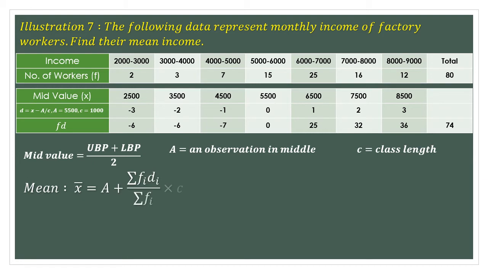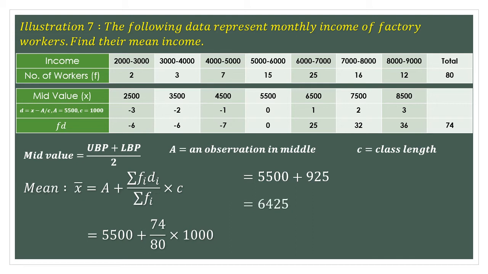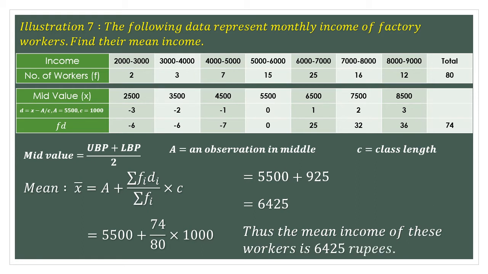We will start with the formula for mean. X bar is equal to A plus summation FiDi divided by summation Fi multiplied by C. The A here is 5500, FiDi is 74, Fi is 80, and common factor is 1000. So when you solve the latter part, that is 74 upon 80 into 1000, you get 925. And adding that to 5500, you get 6425. So the mean income of the workers working in a factory is 6425 rupees.